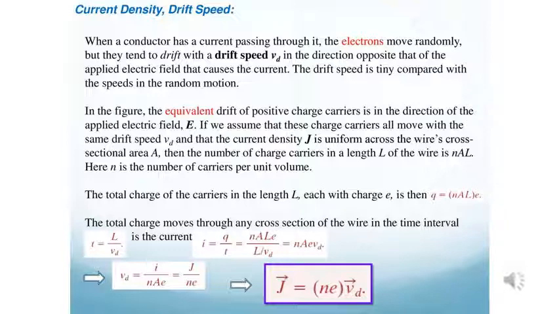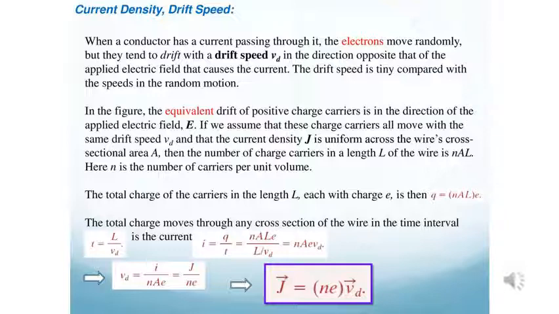Let's see next. Relation between current density and drift speed. In the previous slide, we got a brief idea about drift speed. Let's relate drift speed with current density. Since you know that if we assume the charge carriers all move with the same drift speed vd and the current density is J in a uniform cross section of the wire having area A, then the number of charge carriers in a length L of the wire is how much?